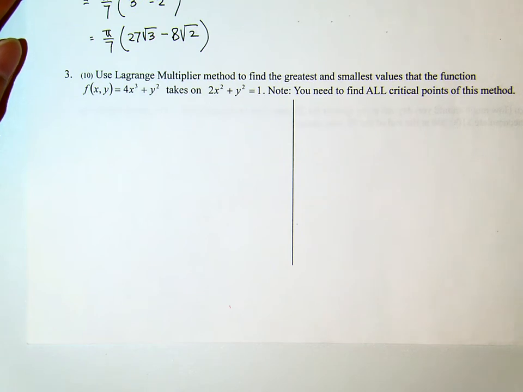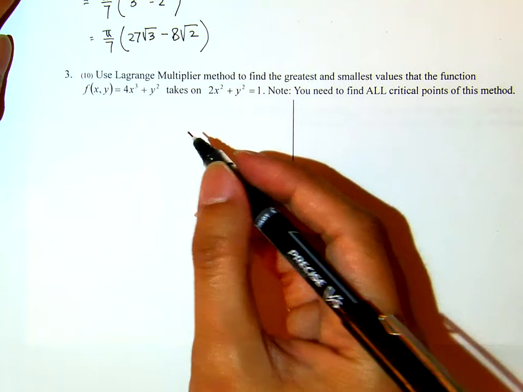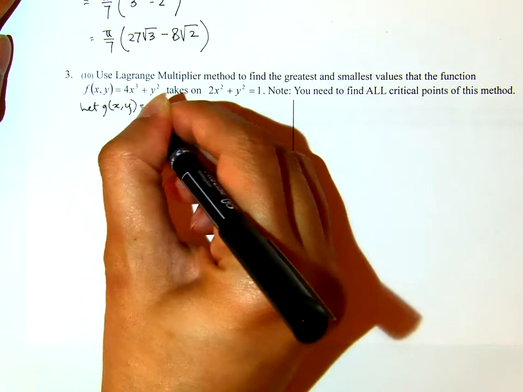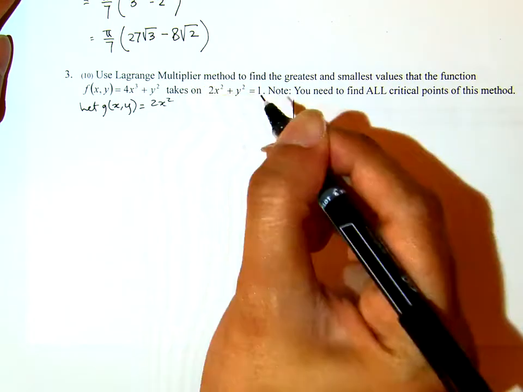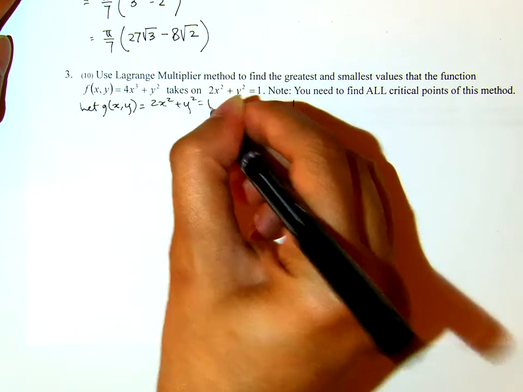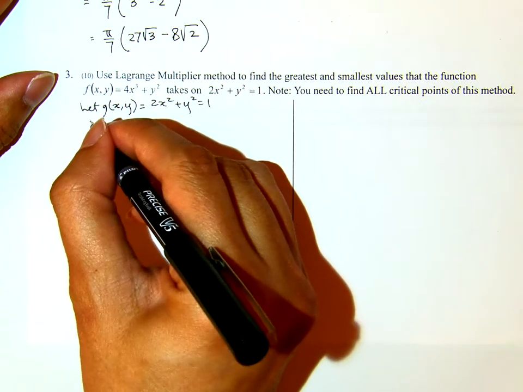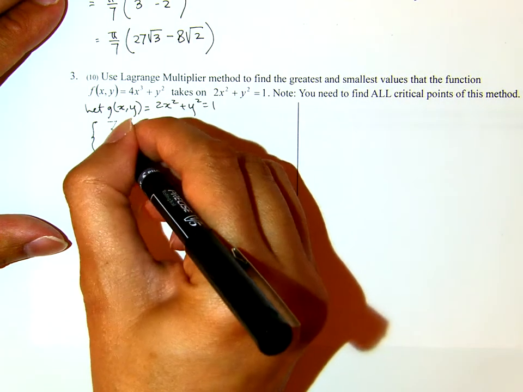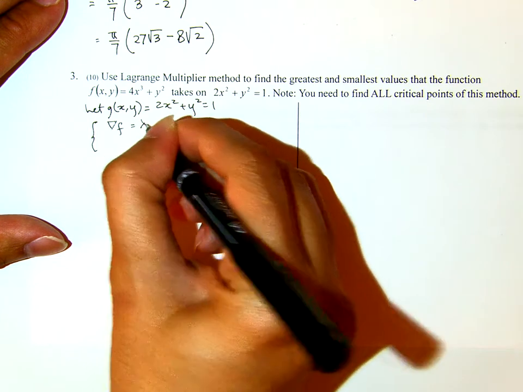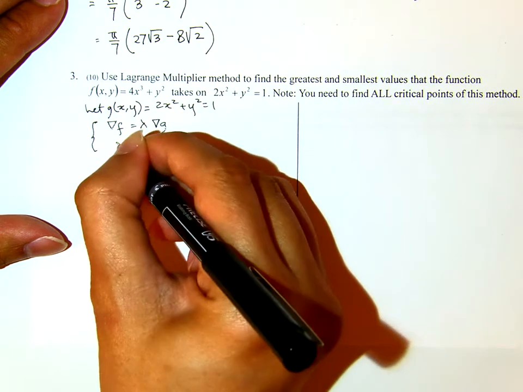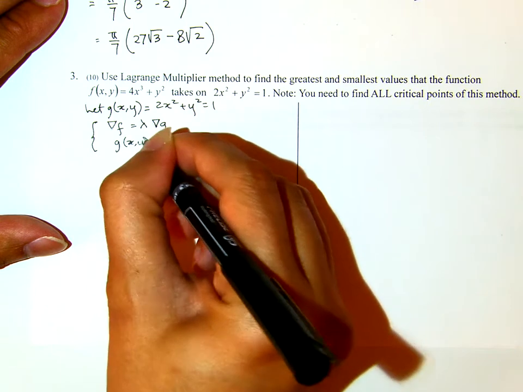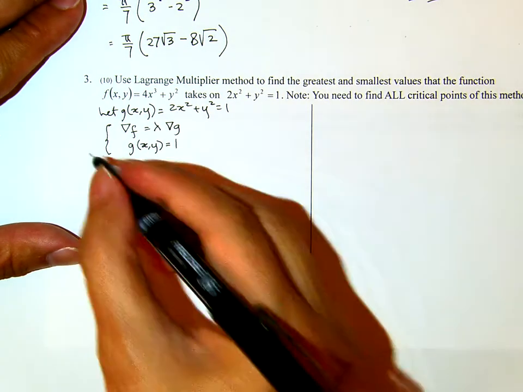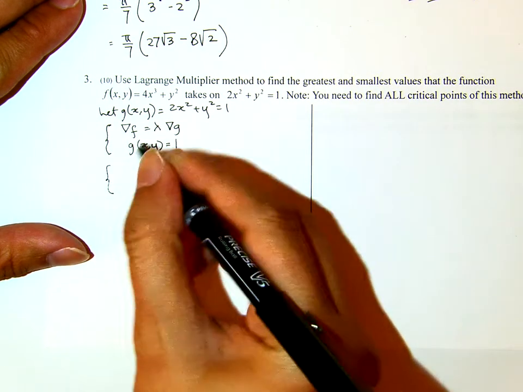Now because we use Lagrange multipliers, we will do the following. Let's define g(x,y), the constraint, to be 2x squared plus y squared equals 1. The things we need to satisfy: the requirement is that del f equals lambda del g. At the same time, g(x,y) should equal 1, right? It has to satisfy these two requirements.